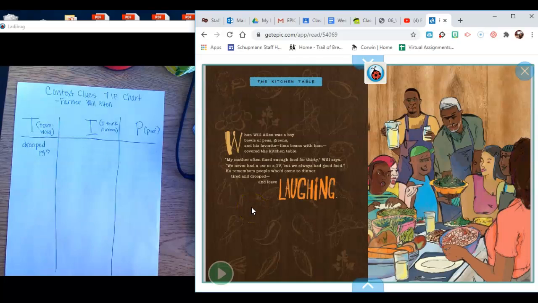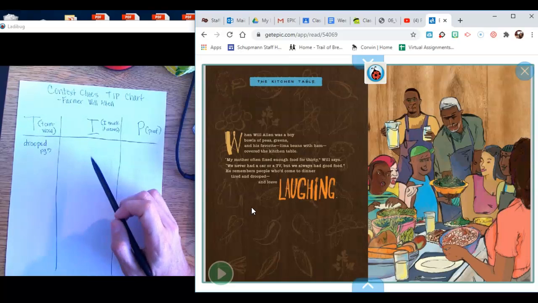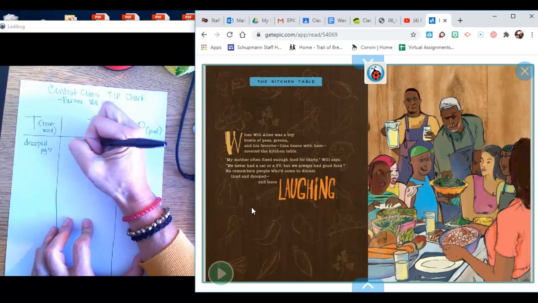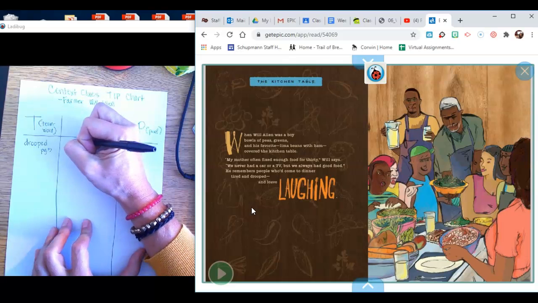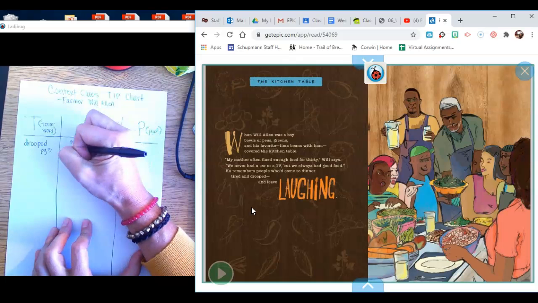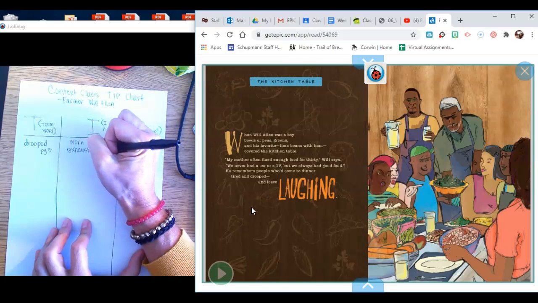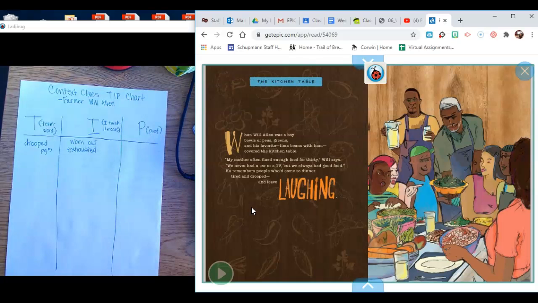So if I look back in my text, people who'd come to dinner tired and drooped. Here's what I think it might mean. I think it might mean that they were worn out and exhausted. They would come maybe after a full day's work and they were just tuckered out. So worn out, maybe even exhausted. All right. So that's what I think it means.